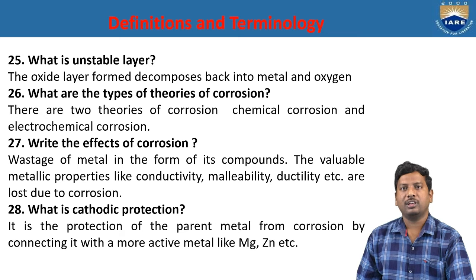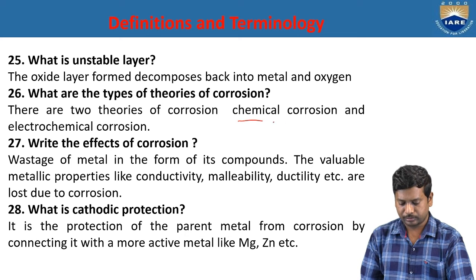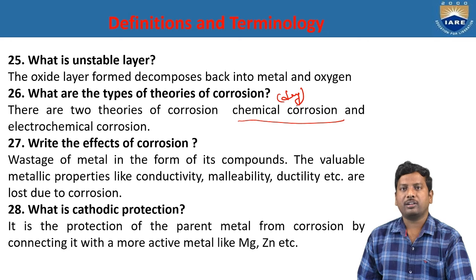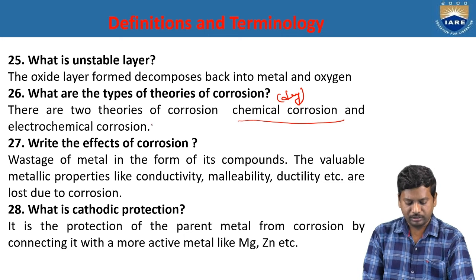What is an unstable layer? The oxide layer formed decomposes back into metal and oxygen. And what are the types of the theories of corrosion? There are mainly two types of theories of corrosion. One is chemical corrosion and the next one is electrochemical corrosion. Chemical corrosion is nothing but dry corrosion, and electrochemical corrosion is nothing but wet corrosion.